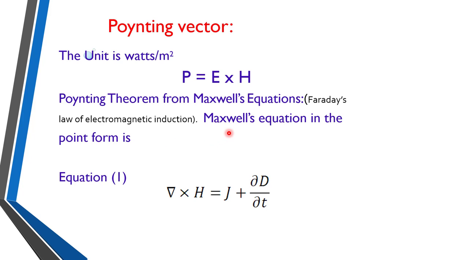So we will use the first of Maxwell's equations, and the first equation is del cross H bar is equal to J bar plus dou D by dou t. We have already seen this equation in the Maxwell's equation chapter, where H bar is magnetic field intensity, J bar is current density, D bar is electric flux density, and its derivative dou D by dou t is there. So we can use this equation.